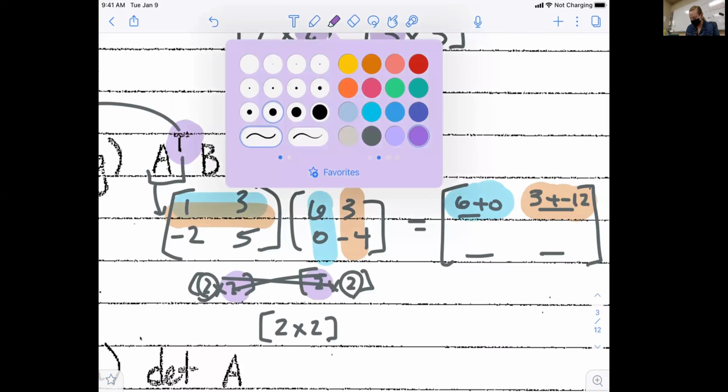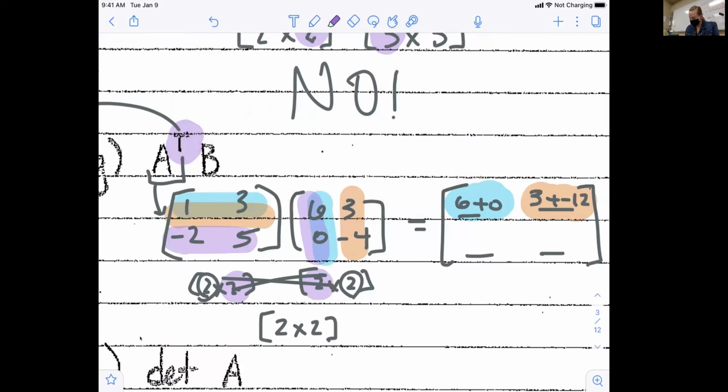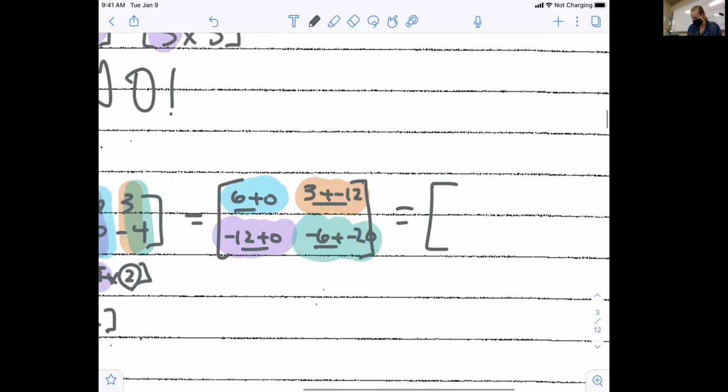I'm next going to do my second row, first column, which goes here. So I get -12 plus 0. And then last, I have my second row and my second column, which goes here, which is -6 plus -20. Any questions yet? Okay, now I got to add them up. 6 plus 0 is 6. 3 plus -12 is -9. -12 plus 0 is -12. -6 plus -20 is -26. Okay, that's what I got earlier.